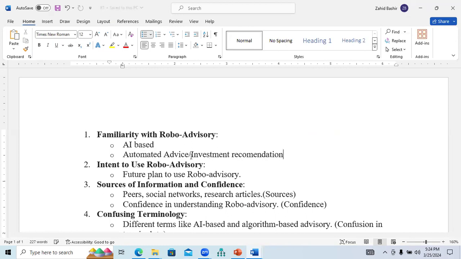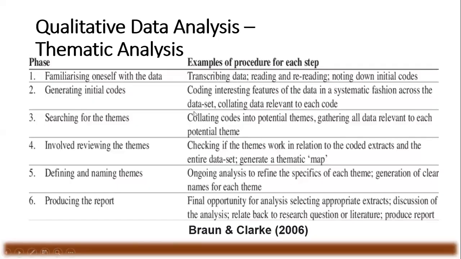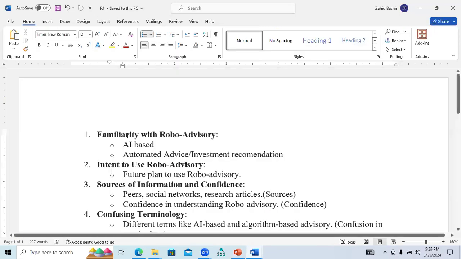Now, this is the part where you need to create your initial codes. So in this step, I have created the initial code. So what does it say? Coding interesting features of the data in a systematic fashion across the data set, collecting data relevant to each code. Now, I came to know that my basic code from my question should be familiarity with robo advisory. And these are the responses that I have collected from my respondent.